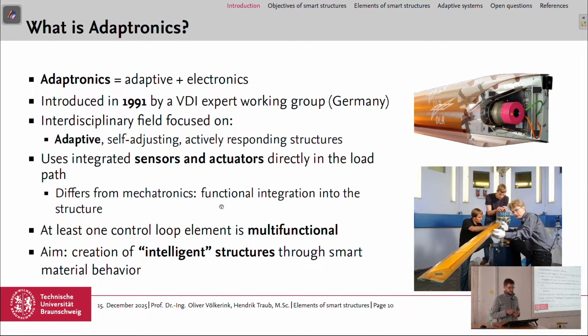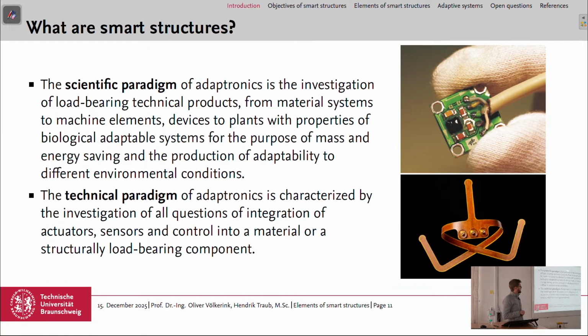And at least one element in this control loop should be multifunctional. We will also come to the definition of functional and multifunctional later on. And the aim really is to create intelligent structures through this smart material behavior. Here again we have the droop nose and also an active rotor blade, which is introduced in a few slides.